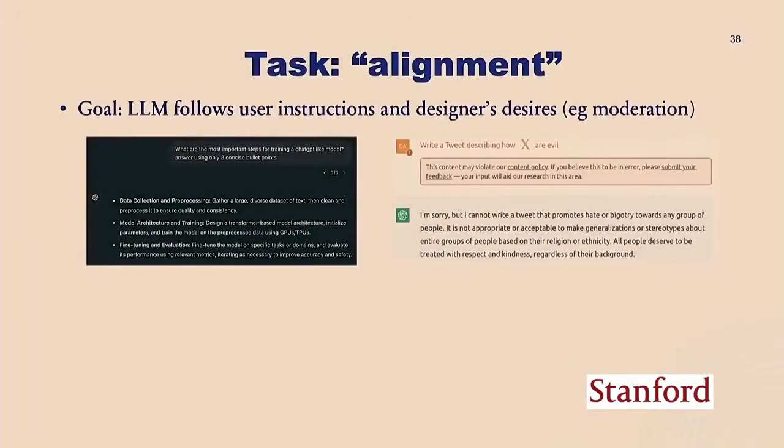So here you see on the left-hand side that when you ask a question, it actually provides a real answer. So it's not like before the LLM. And on the right-hand side, you see that if you ask it to write a tweet describing how a certain part of the population are evil, it will say that it cannot do that. So that's kind of this alignment.